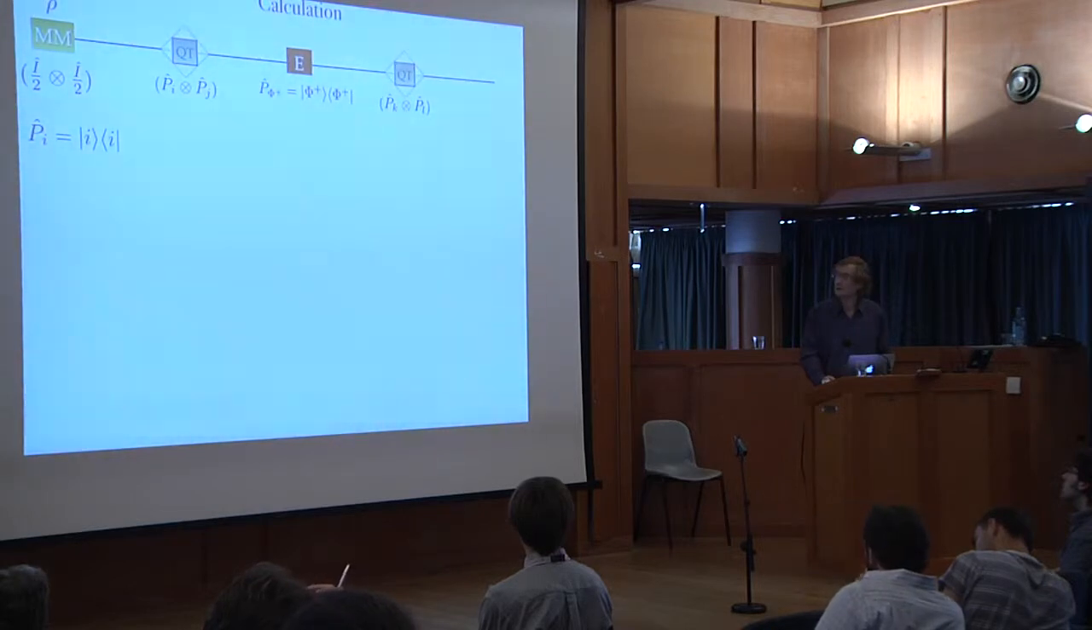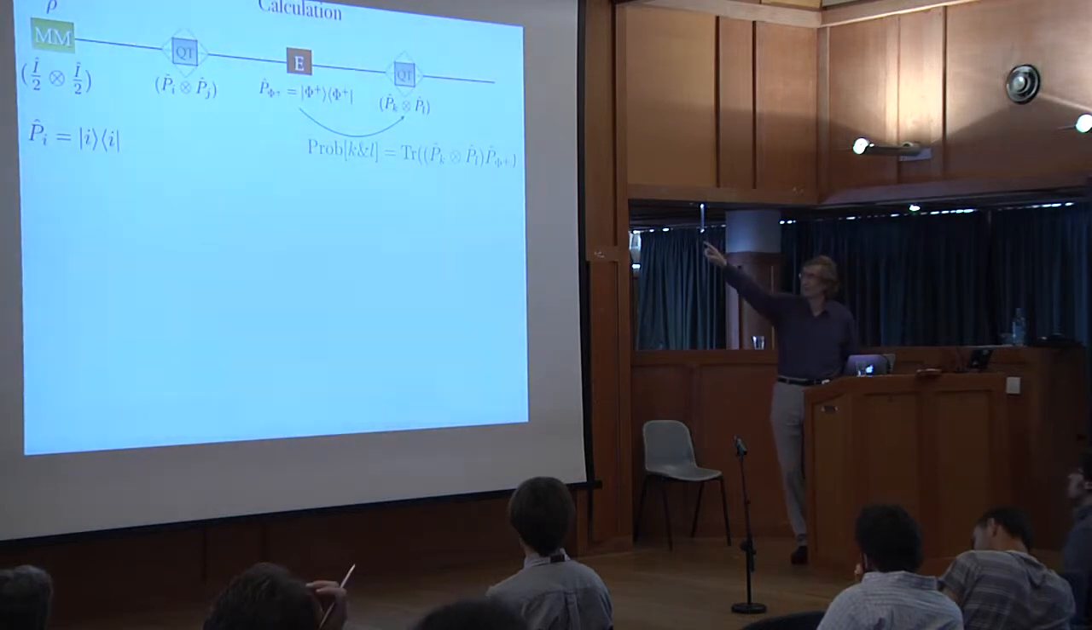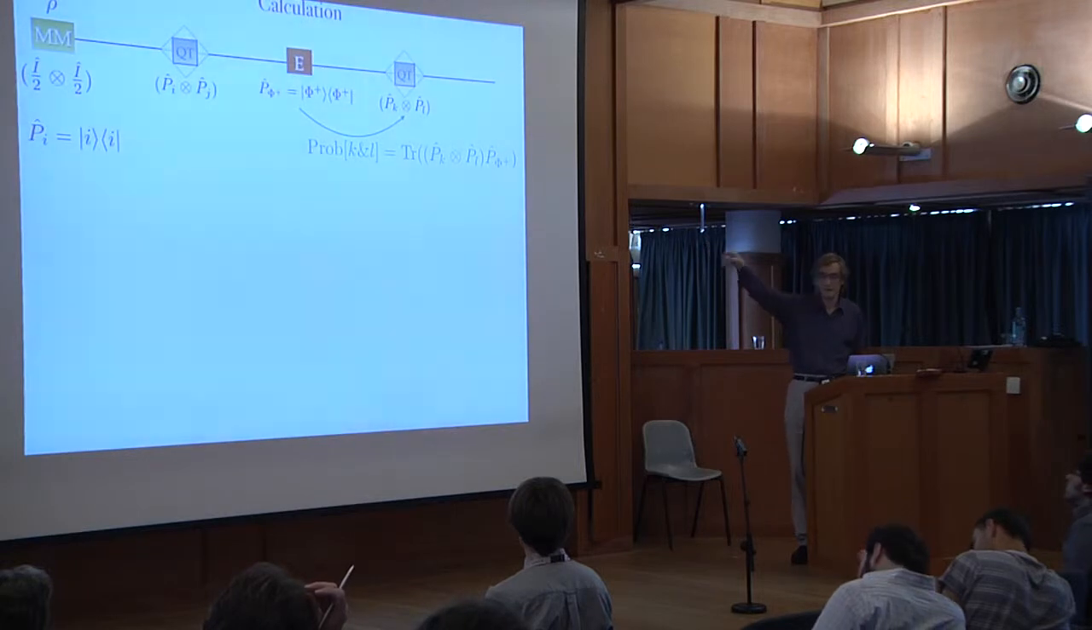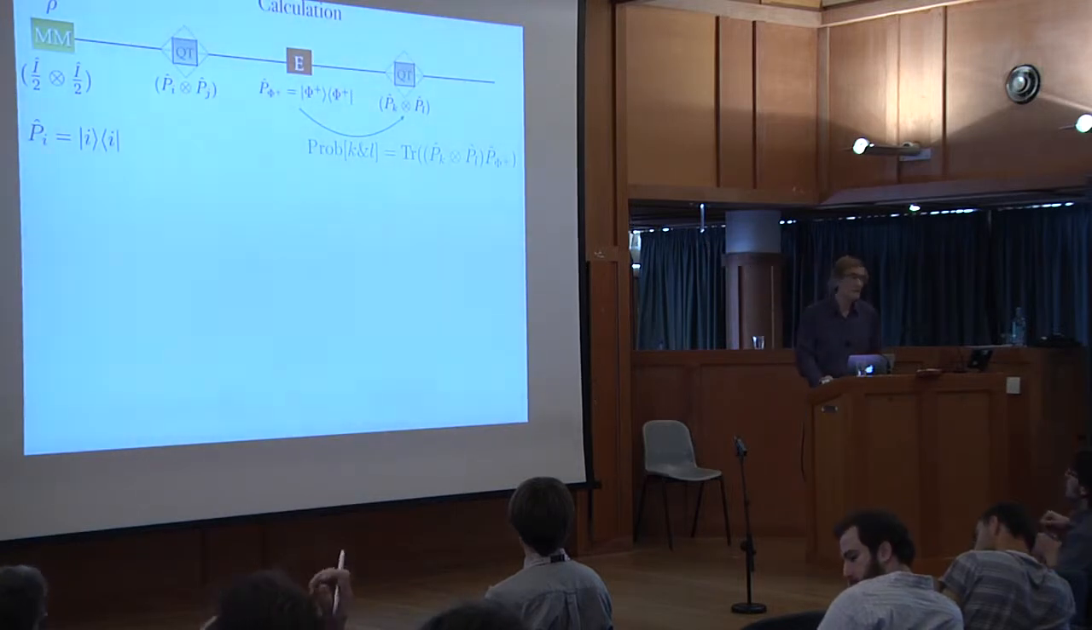Now, the calculation in the forward time direction is very easy, of course. We just calculate that probability, and that expression there tells us by inspection that the quantum tomography data is going to come up with the state phi plus, that projection operator on the end.